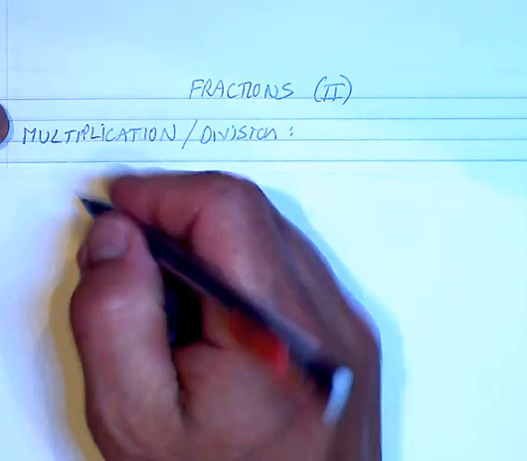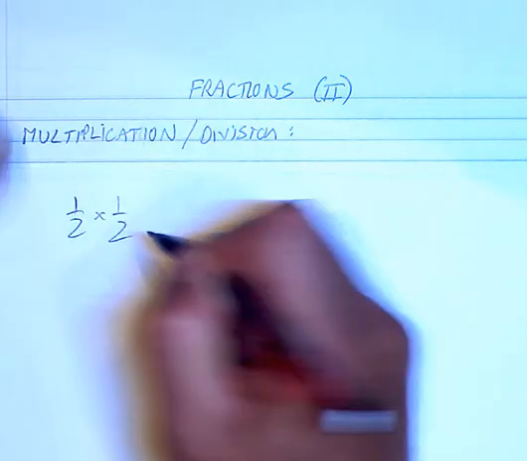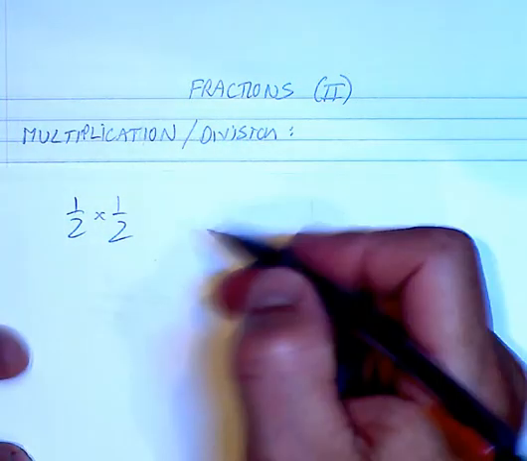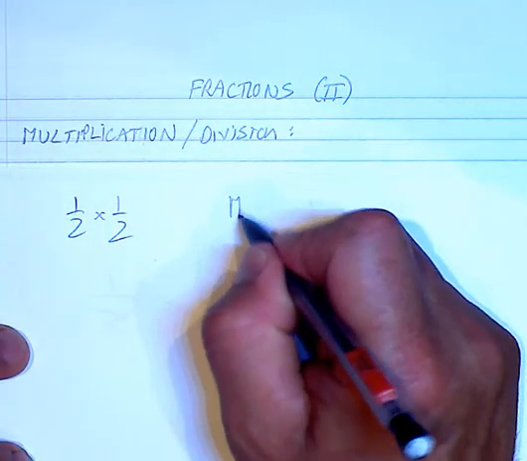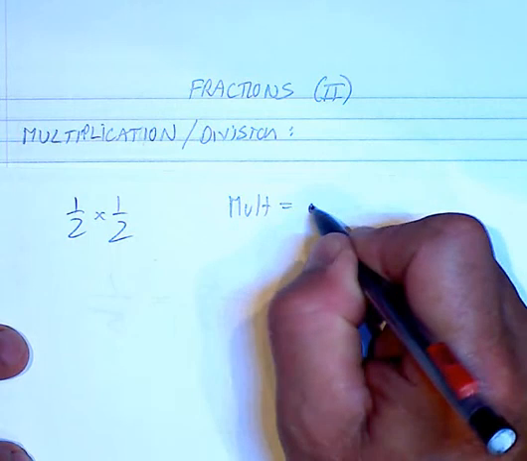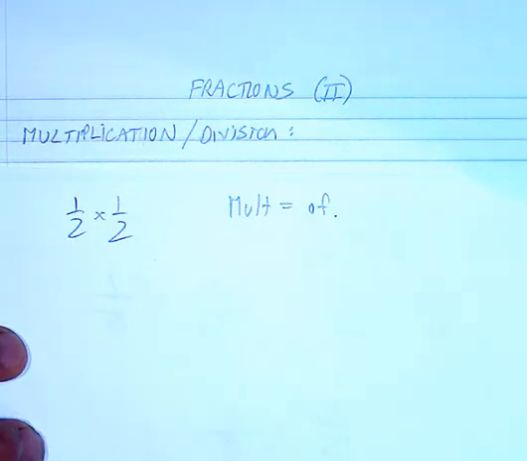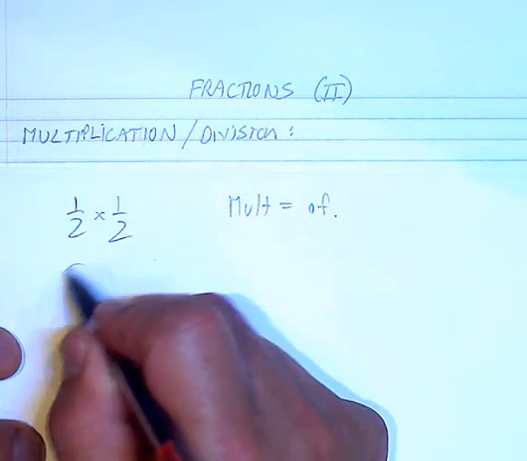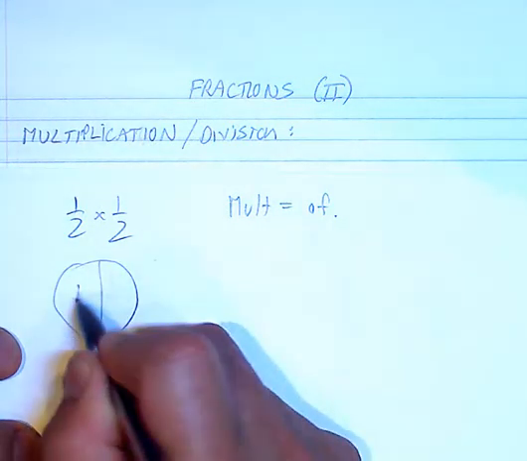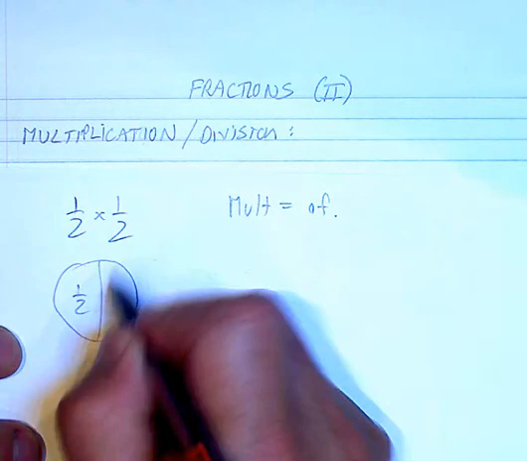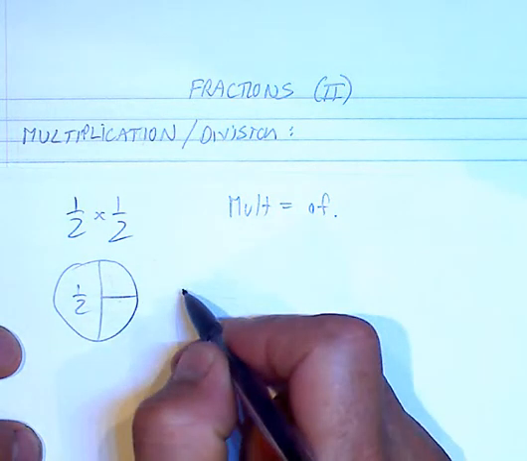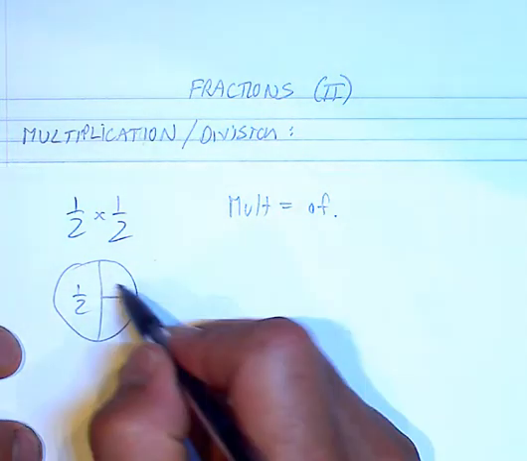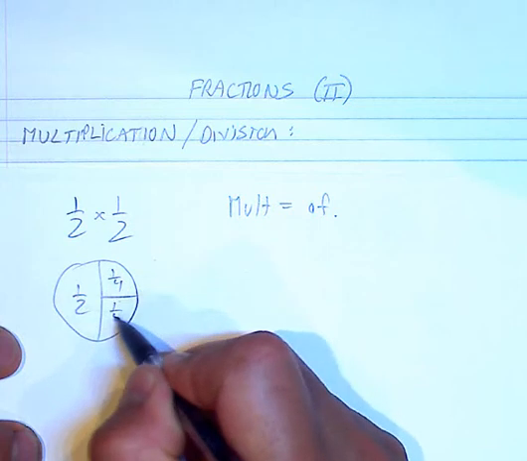So if you look at something like a half times a half, the word multiplication can often be thought of as the word "of." If you say what's a half of a half, that's multiplication. So let's look at a picture here. If I have a half, and this is another half here, if I take a half of a half, what is that? Hopefully you can see that that's going to be a quarter. So a half of a half is a quarter.